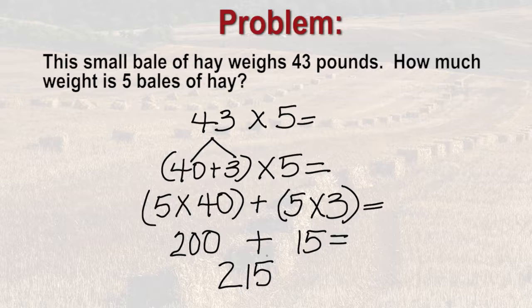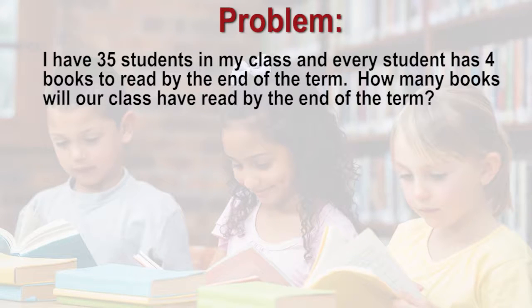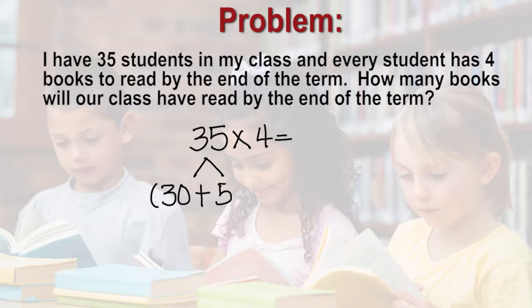Let's try another problem and break our larger number into tens and ones and use the distributive property to find our answer. I have 35 students in my class, and every student has 4 books to read by the end of the term. How many books will our class have read by the end of the term? If there are 35 students and each student reads 4 books, I set up my problem as 4 times 35. If we break apart the larger number into tens and ones, that would be 30 plus 5.